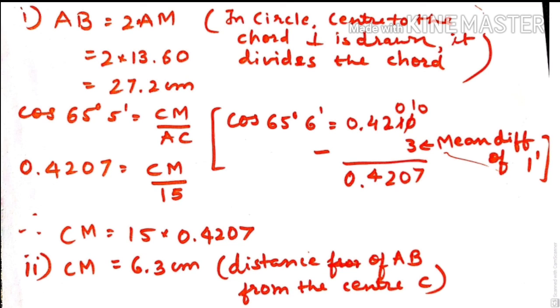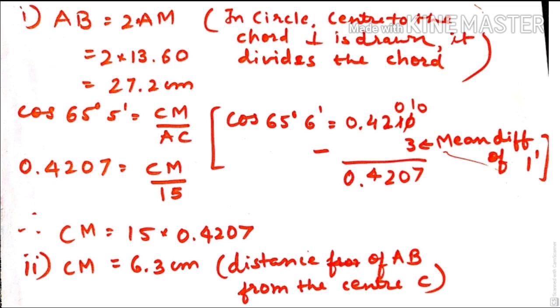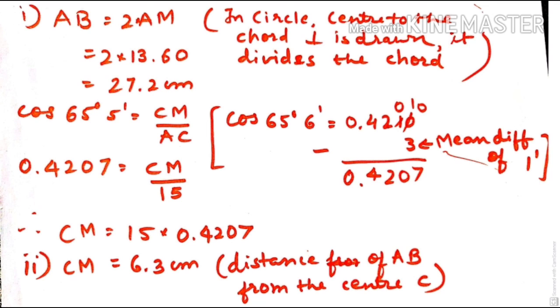0.4207 is equal to CM upon AC, and AC is 15. Now to get CM, 15 multiplying 0.4207, so my second value CM is equal to 6.3 centimeters. That is the distance of AB from the center C, which they asked to find as the second part. So here we completed up to question number 11. I hope you will do the rest of the questions by yourself. Try to do it and solve it. Thank you.